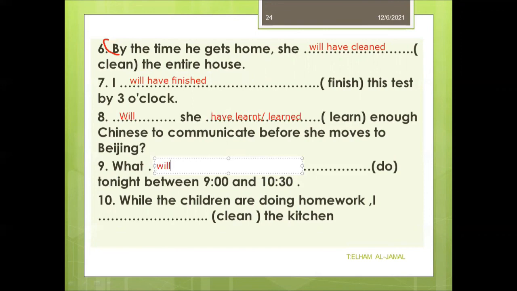And don't forget that we are dealing with a question form here. So: will you be doing. Number 10 and the last: why the children are doing homework, I will be cleaning.